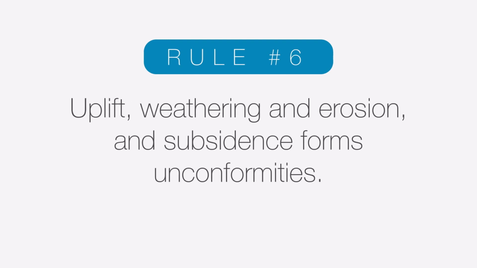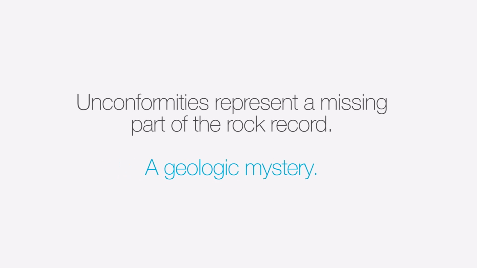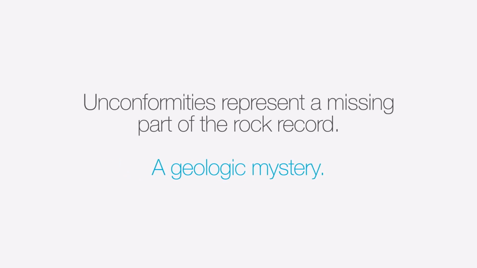Let's look at a couple more rules. Here's number 6. We know that when we get uplift of layers and they're weathered and eroded and then they subside or sink back down and get buried, we're going to get the formation of something called an unconformity. Unconformities are incredibly important in the study of geologic history because they represent a missing part of the story, a missing part of the rock record. In other words, a geologic mystery.